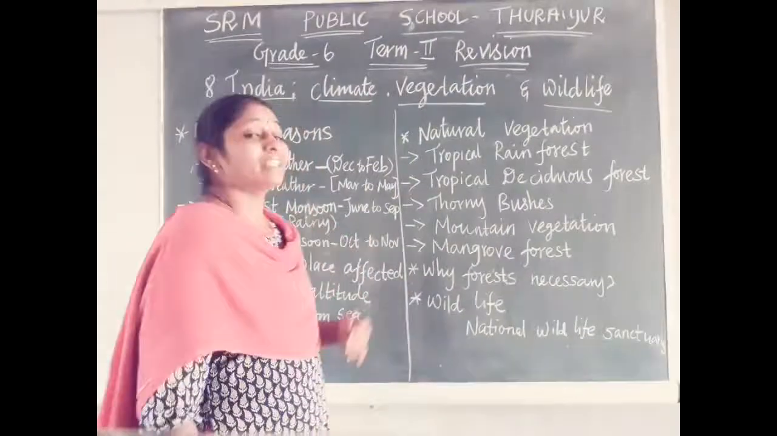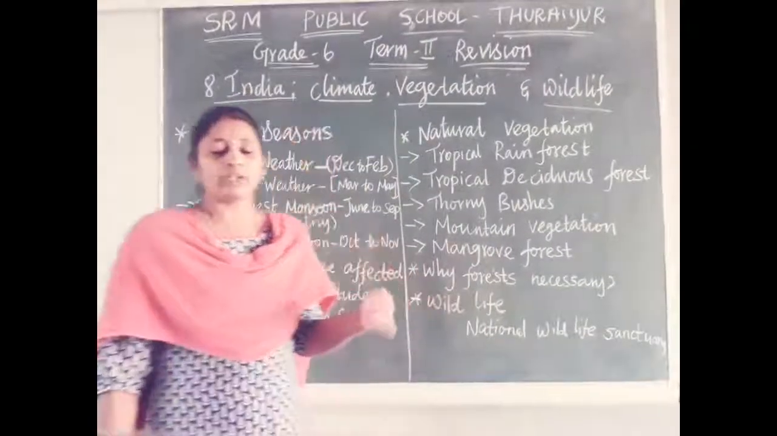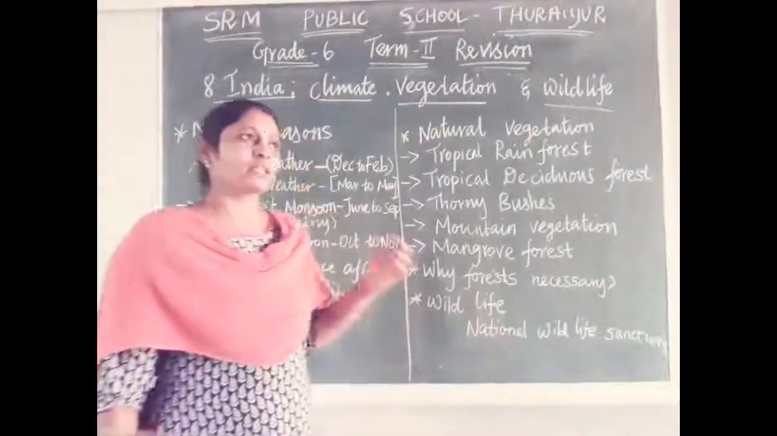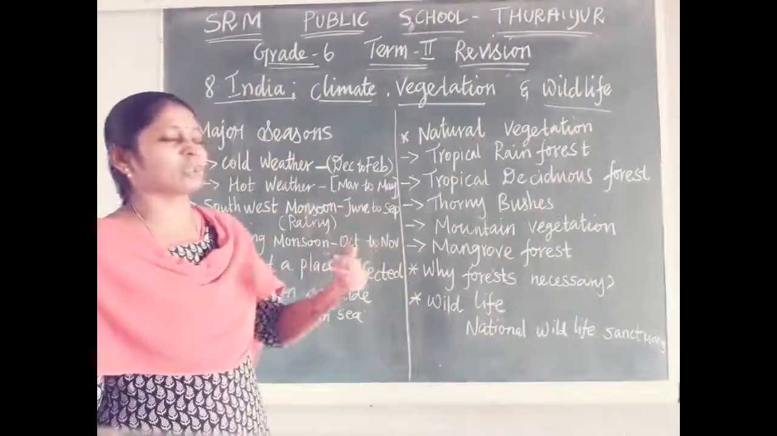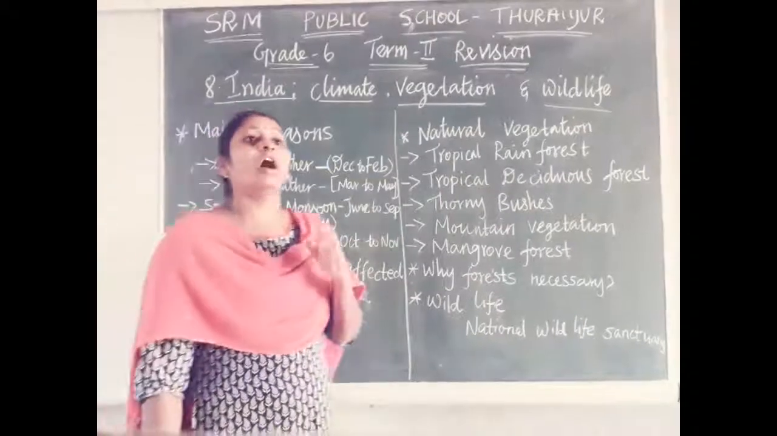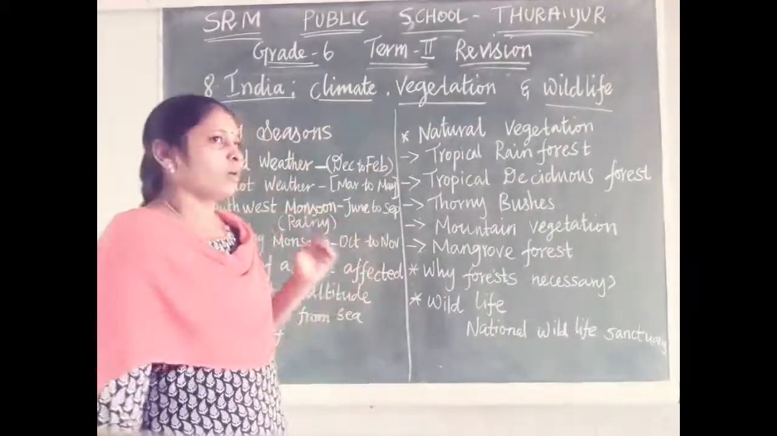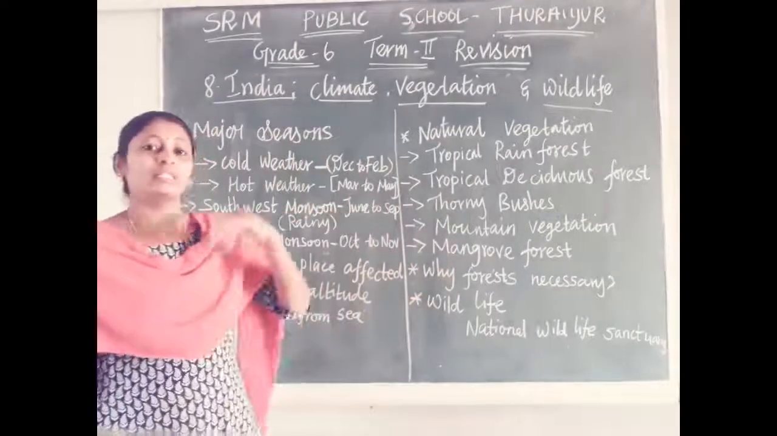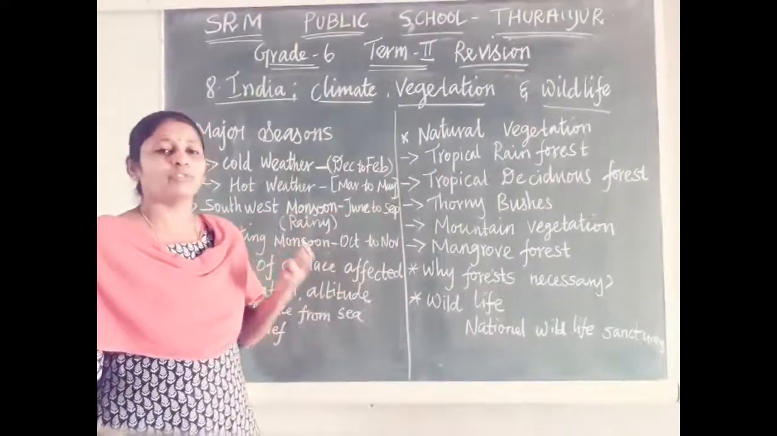So what are the trees we can find in evergreen forest? Mahogany, ebony, rosewood, like the trees we can see in rainforest. All the trees are hardwood trees. The trees found in tropical rainforest or evergreen forest are hardwood trees.